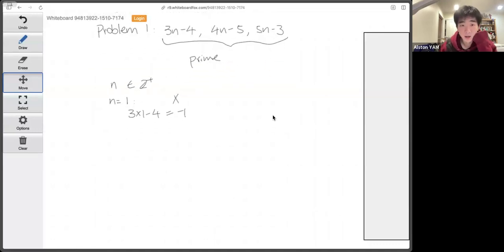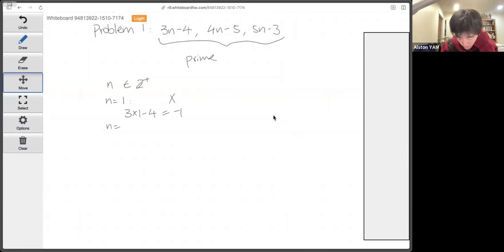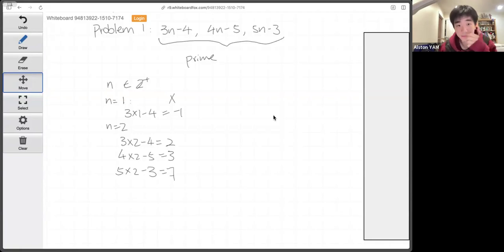Okay. Let's try n is equal to 2. So we have 3 times 2 minus 4, which is equal to 2. 4 times 2 minus 5, which is equal to 3. And 5 times 2 minus 3, which is equal to 7. Okay, so we have the numbers 2, 3, and 7, which are all prime. So n equals 2 is kind of good, right? All right, let's try a few more.